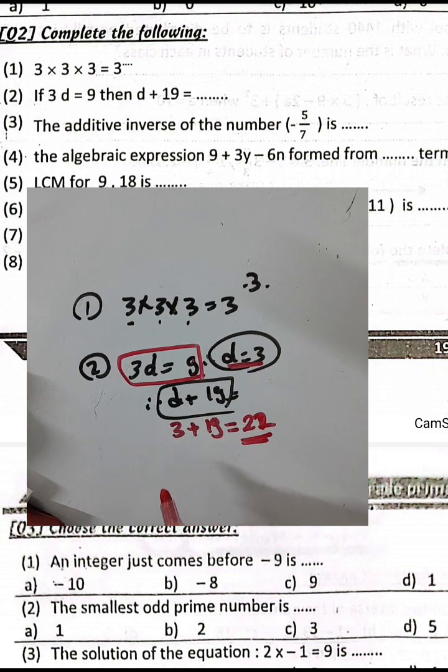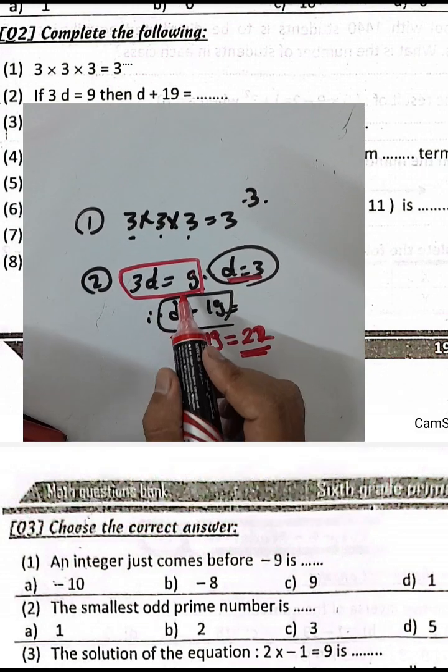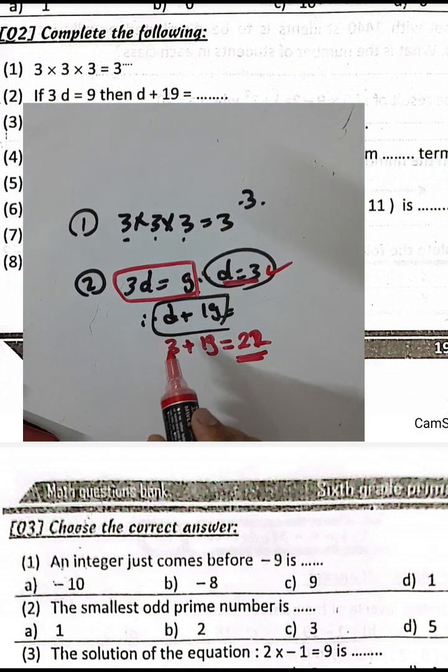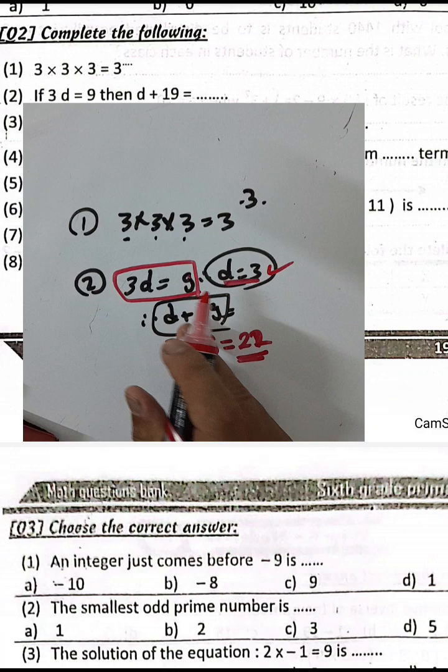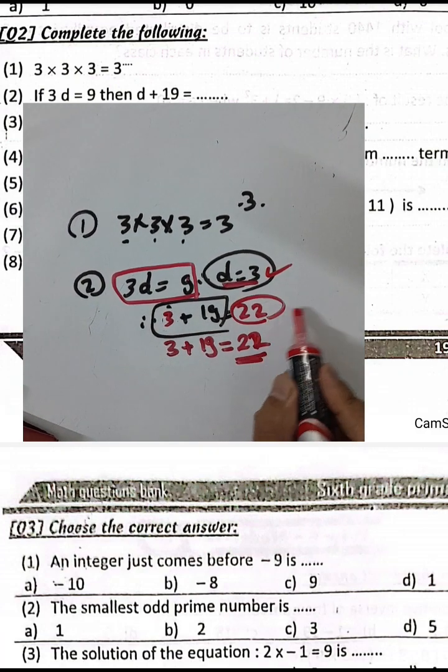Okay, understood? Again, in this example 3D equals 9, then D will be 9 divided by 3, which equals 3. And then he wants to find D plus 19, but D here will be 3. 3 plus 19 will be 22. Then the result will be 22.